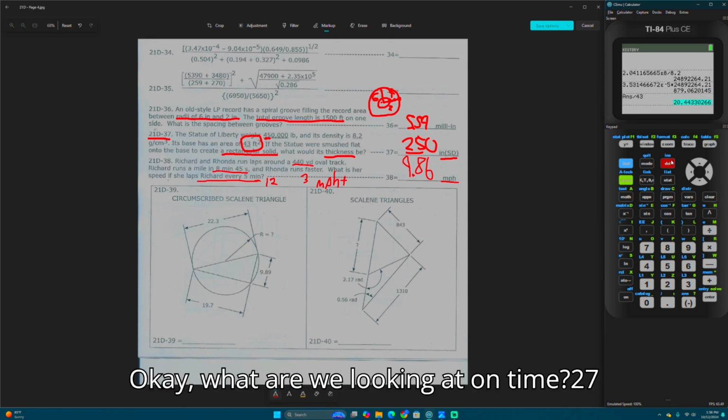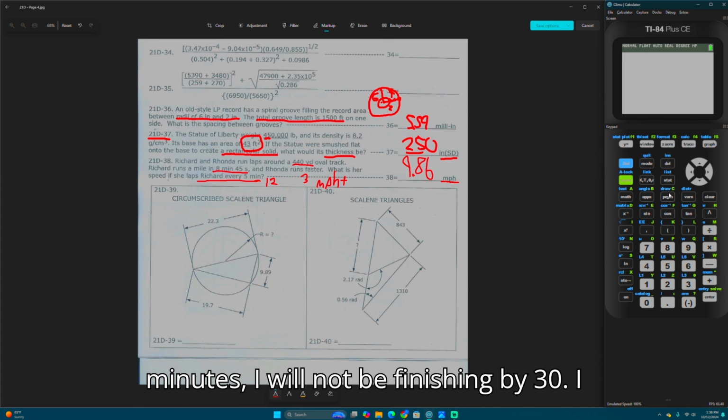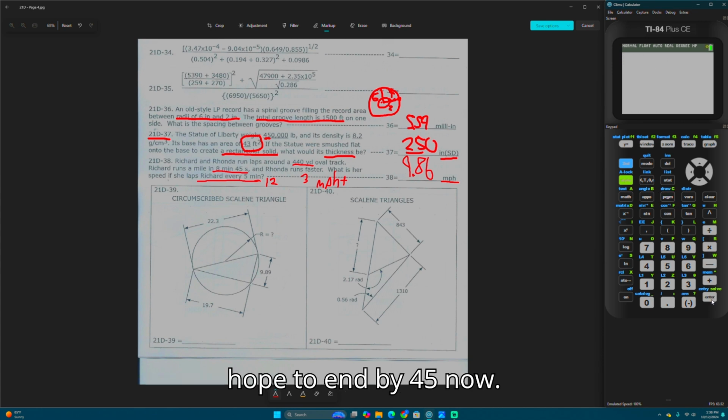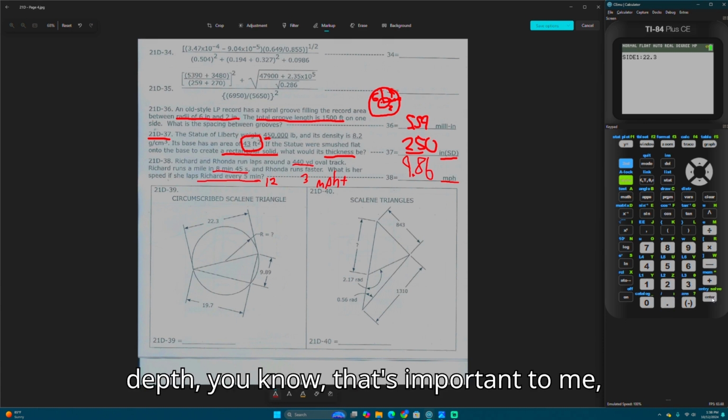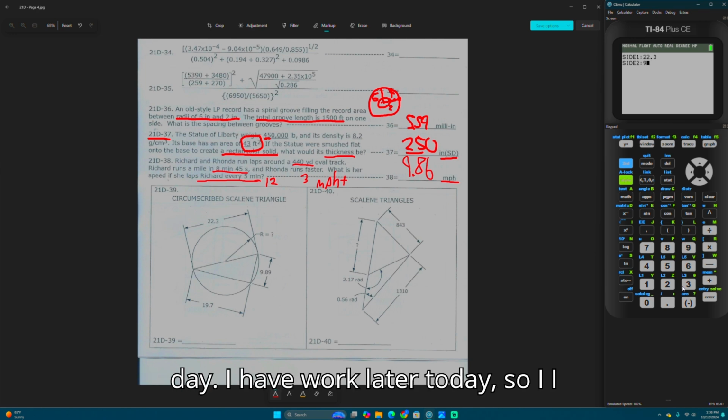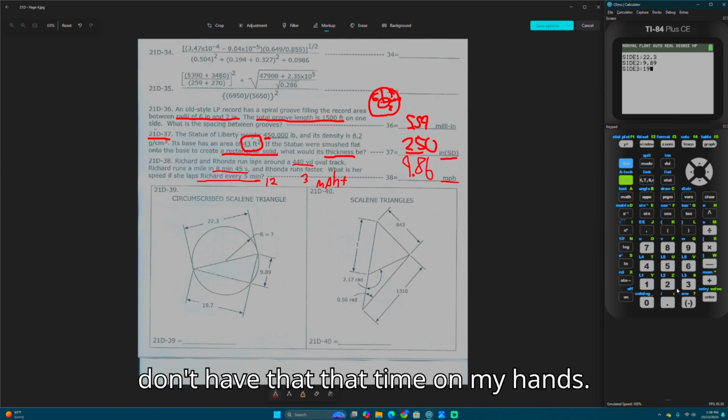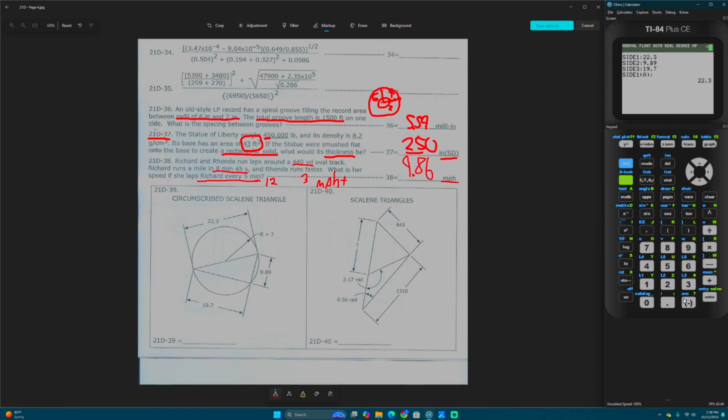Okay, what are we looking at on time? 27 minutes. I will not be finishing by 30. I hope to end by 45 now. I want to go really far in depth. You know, that's important to me, but I also don't want to take the whole day. I have work later today, so I don't have that time on my hands.